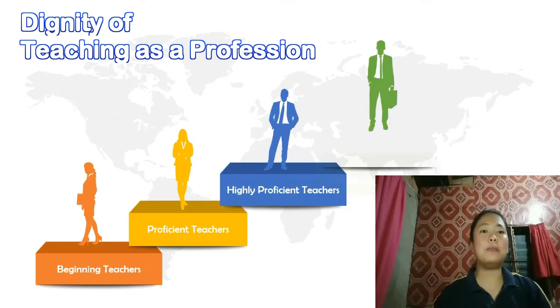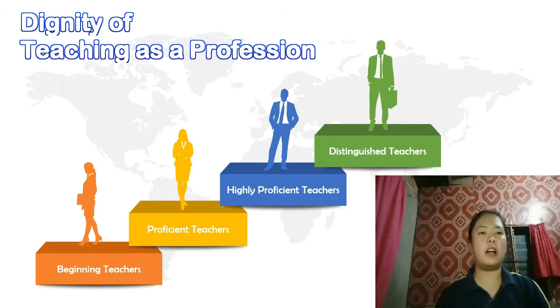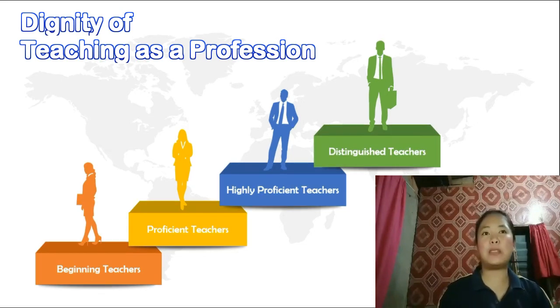The last stage is being a distinguished teacher. In this stage, after possessing the three stages of career stage, the teacher should act as a role model to his or her students, but not just to the students, also to colleagues and to the other people who surround him or her. And he or she must be an advocate for upholding the dignity of teaching as a profession, to build a positive teaching and learning culture within and beyond the school.